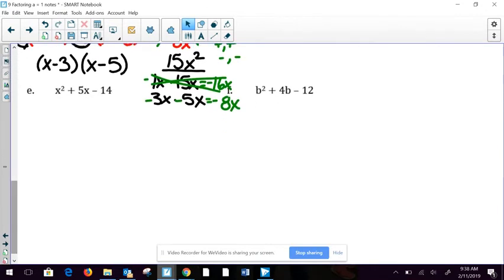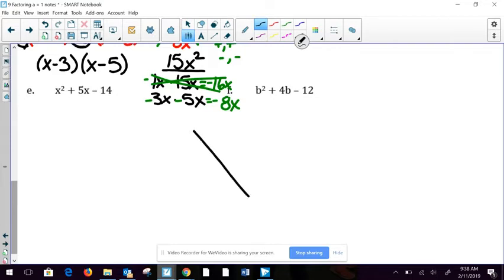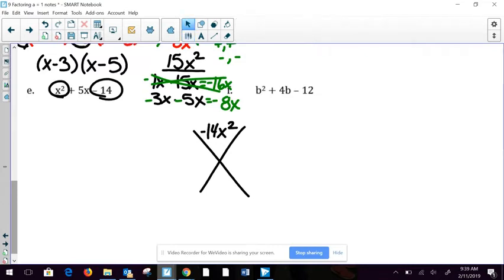Let's look at letter E. I'm going to use some of this other space over here because I'm a little tight on space. So looking at letter E, I'm going to start by multiplying first times last. So I have x squared times negative 14. When I combine them together, I get a negative 14x squared. Watch your signs carefully because that's going to be the key.